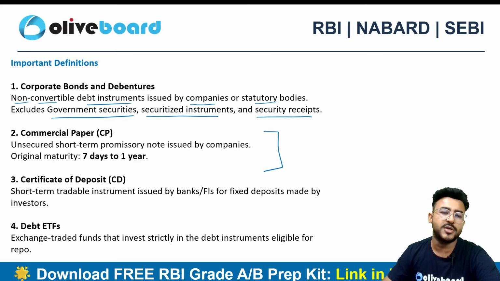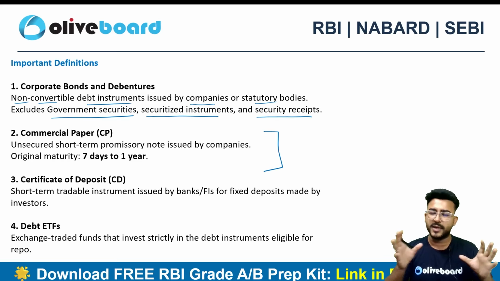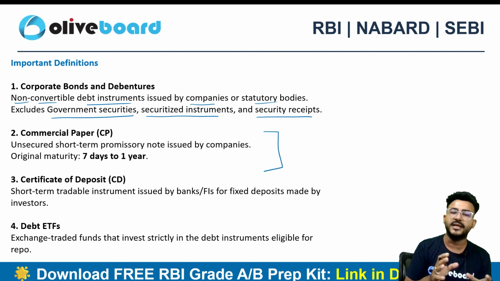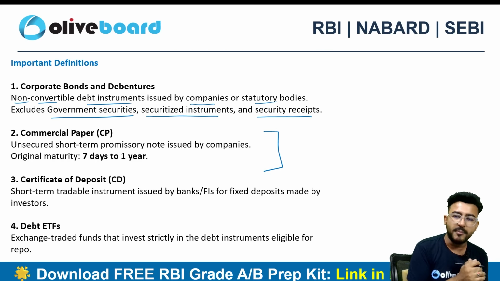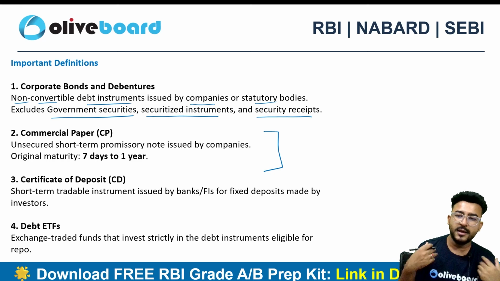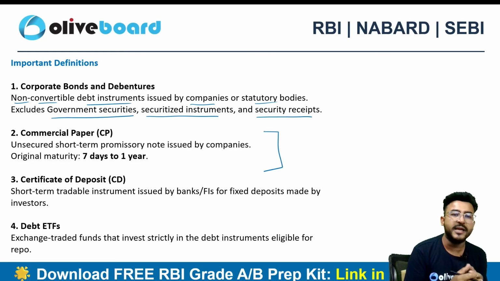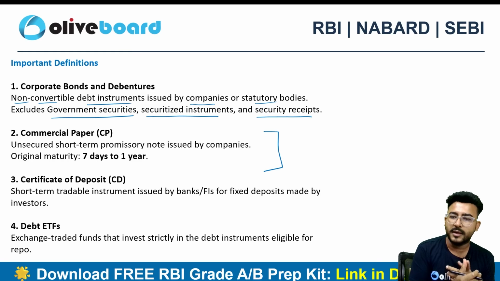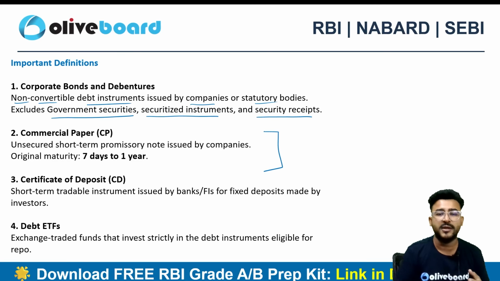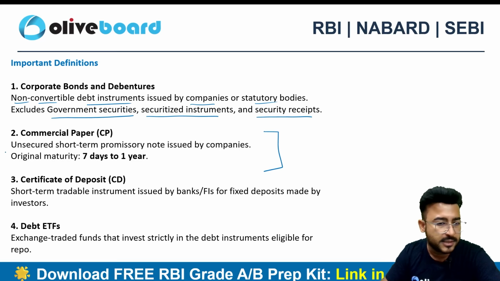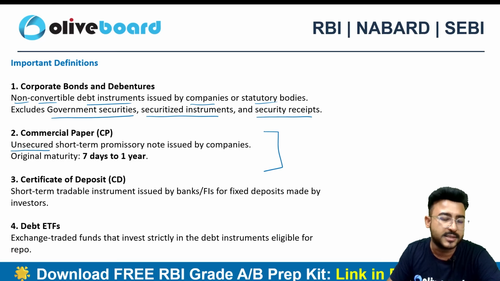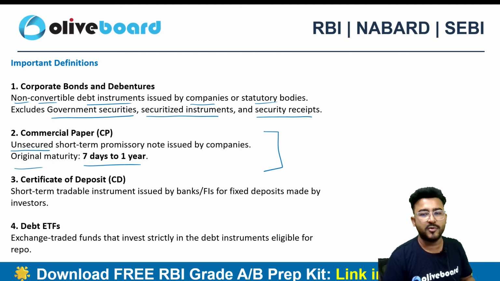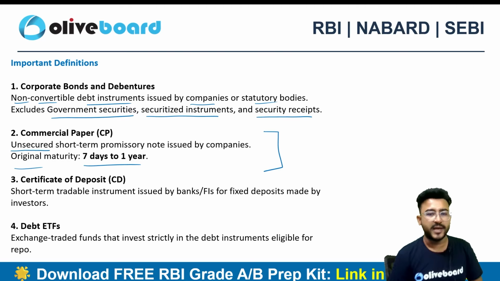Then if we talk about commercial paper, certificate of deposits, everything is money market instruments, right? All these instruments we study in the chapter money market. Commercial paper: let's suppose I am running a corporate organization and I need some money for short-term purposes. So what I can do is issue commercial papers, right? For financing my working capital needs. And they are completely unsecured in nature. The original maturity ranges from 7 days to 1 year.